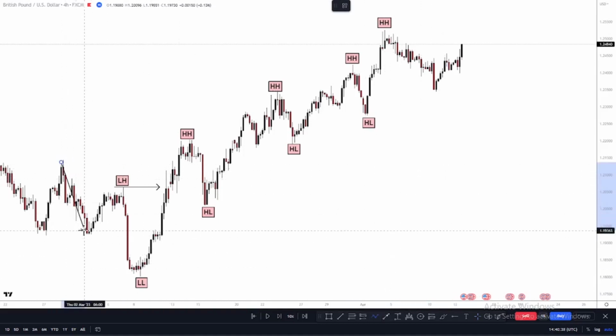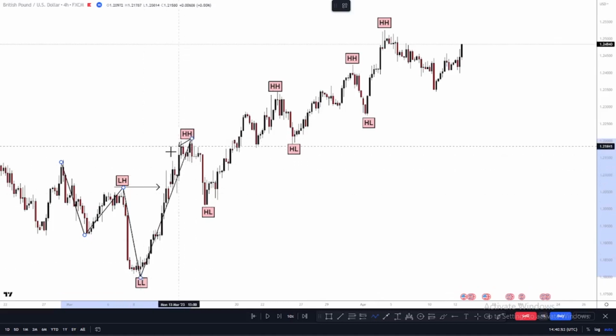So we have this lower high right here, which created what? This lower low. After price created this lower low, what did the market do next? It broke this previous lower high and created a new higher high. So at this point, we can say there's a shift in market structure. The market structure is no more bearish. It's now bullish. So after price has created this higher high, what are we expecting price to do? A higher low.